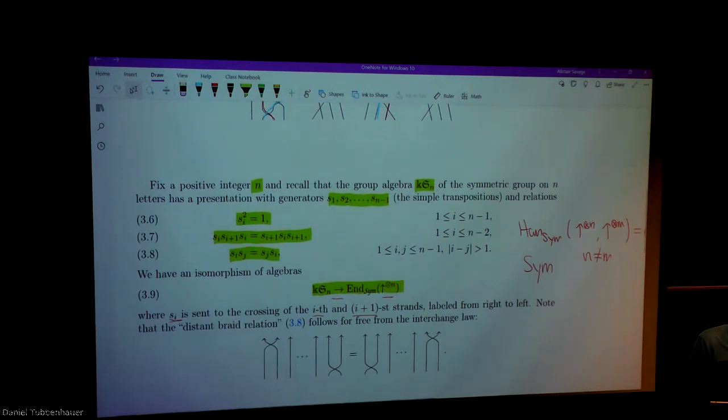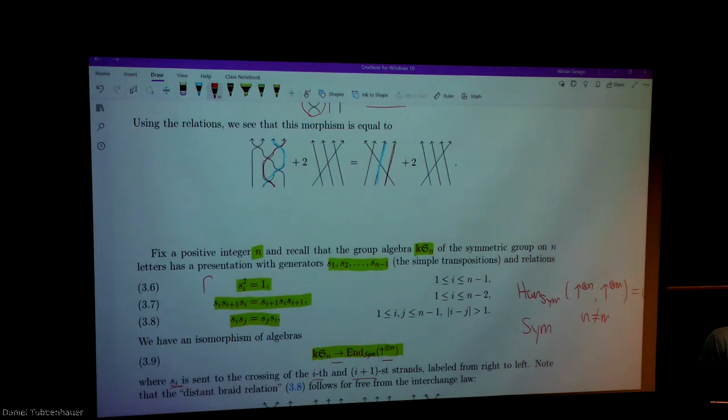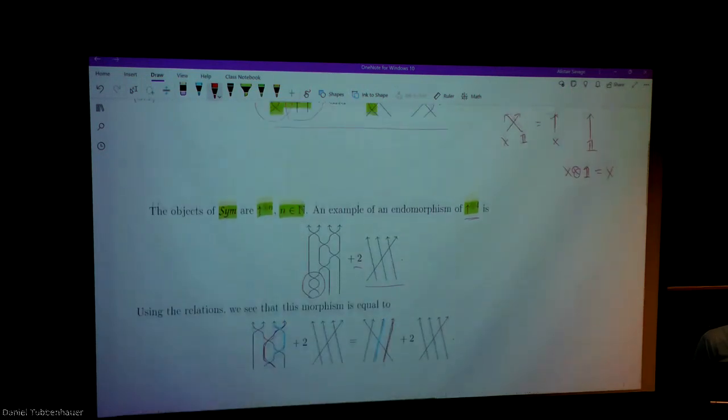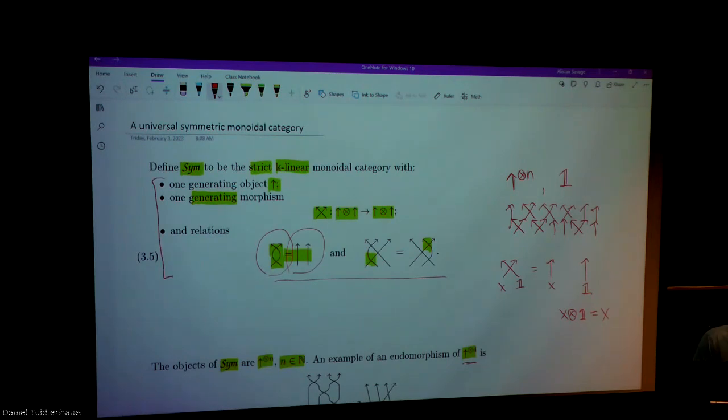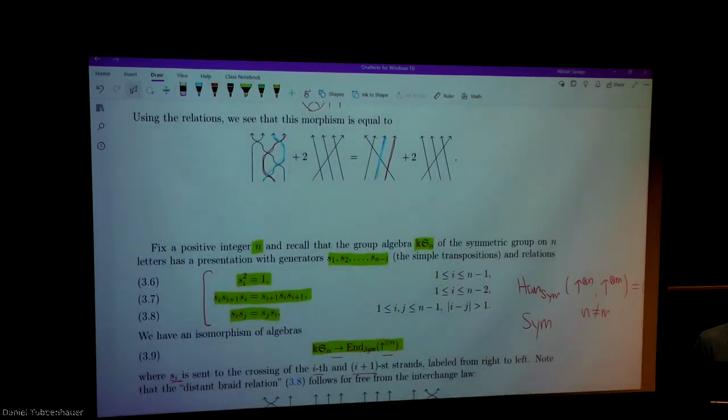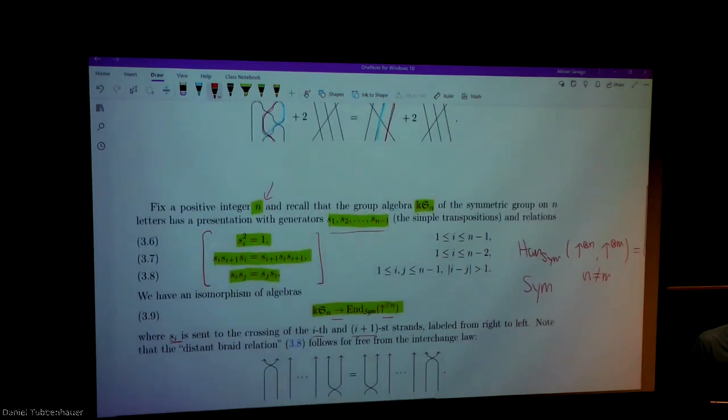But what's really nice is if you look at the presentation of the symmetric groups and you look at the presentation of this category, as long as you're familiar and comfortable with the language of monoidal categories, I would argue that the category presentation is much simpler. It's only got one generating morphism, and it's only got two relations. Whereas for the group algebra of the symmetric group, first of all, you have a different presentation for each n. And for a given n, you need n minus one generators, and you need a lot of relations. So the language of monoidal categories allows you to treat the symmetric group in a much easier way.